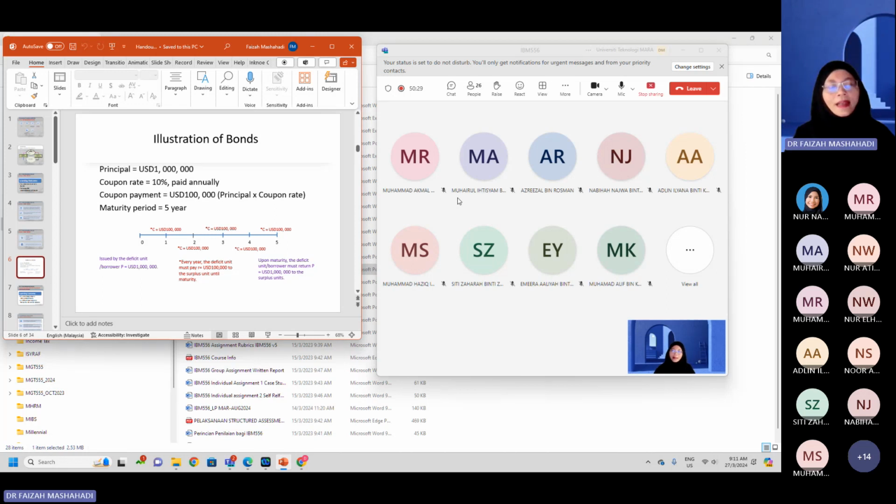Nanti kita tengok. Kita akan tengok satu platform which you can actually refer to the bonds, the types of bonds, including sukuk. All right, and sukuk is not only in our country; it is internationally recognized. All right, sukuk. S-U-K-U-K, sukuk.